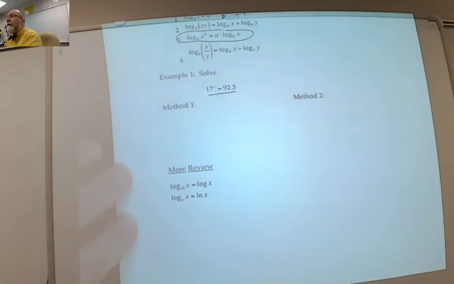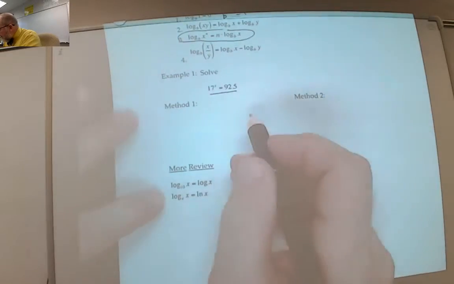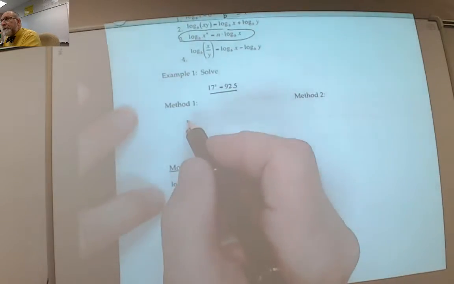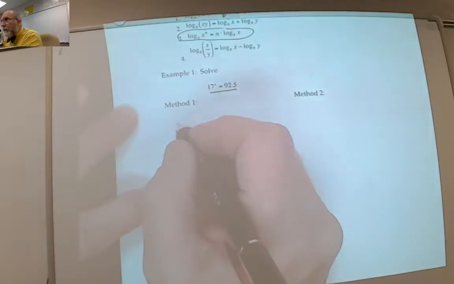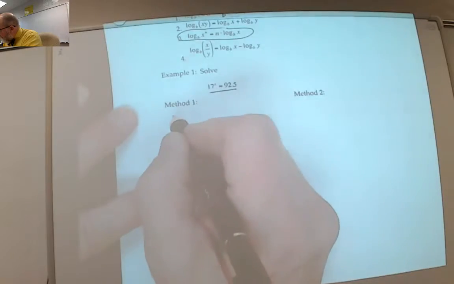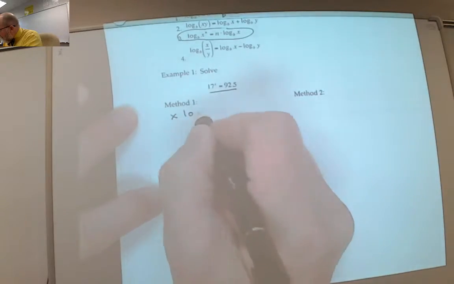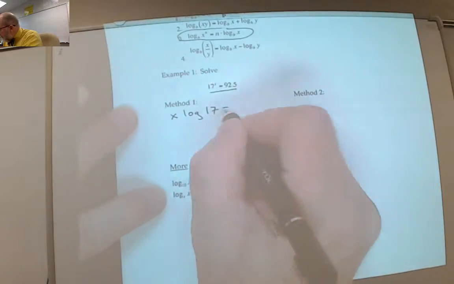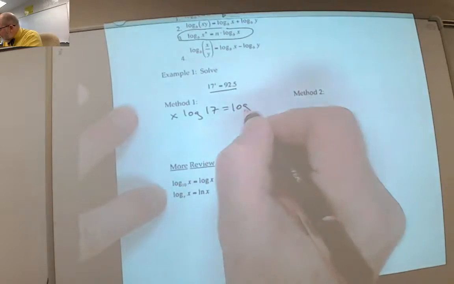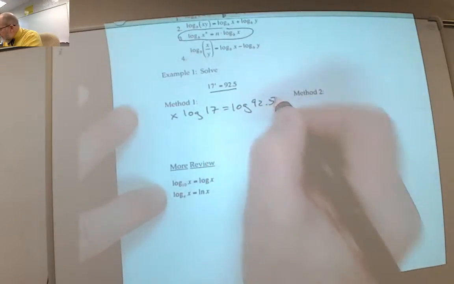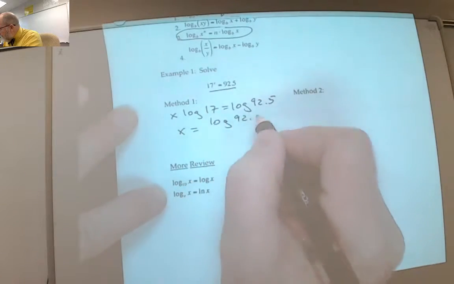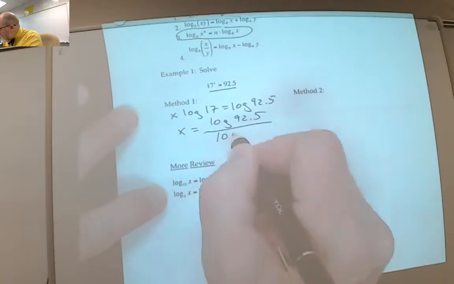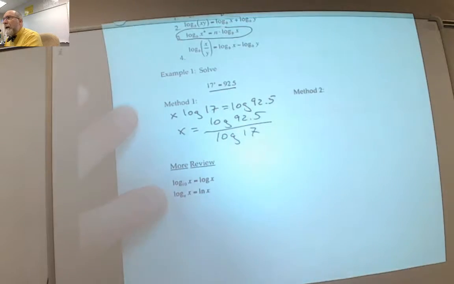Okay, Nate. What would you do? Okay, so you're going to use the log base 10, which is just log on your calculator, right? So he's going to have x log 17 equals log 92.5. And so x equals log 92.5 divided by the log of 17. Do you remember something like that?